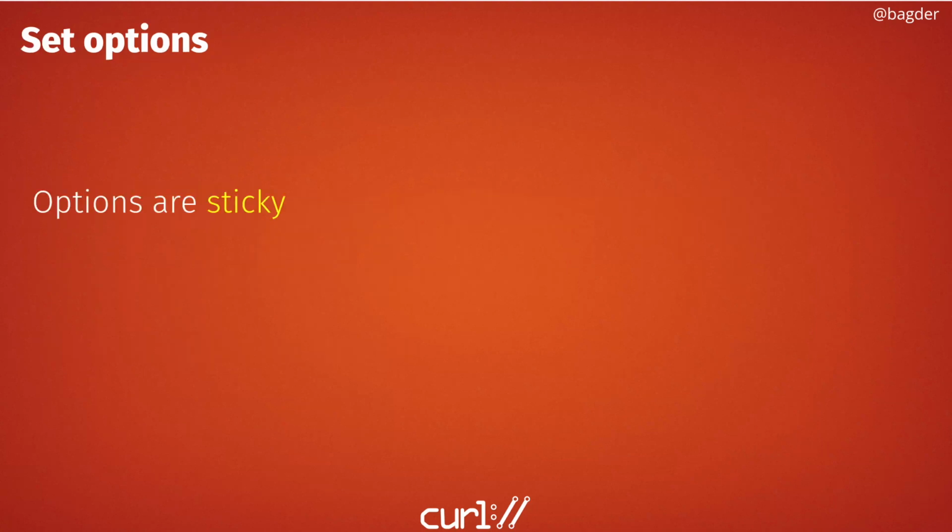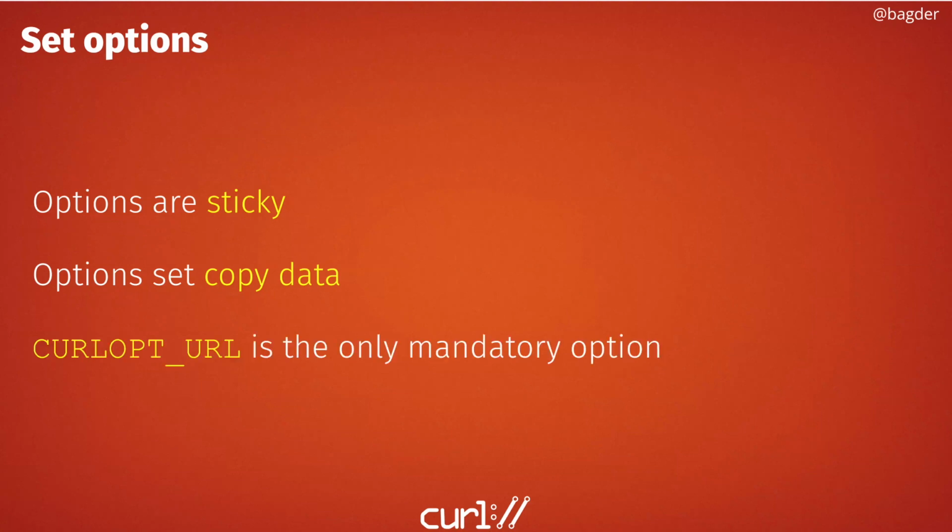Things will run faster. Options are also sticky, so when you set an option, the option will remain. Even if you do multiple transfers, if you set an option, it'll sit there. So if you enable the verbose mode, it'll be verbose until you switch it off again, and so on. And if you set a string, options will copy that data. There are many options that accept a string, and libcurl will copy the contents of the string, so if you use a temporary buffer, that's fine. You can free the buffer after you told curl about it.